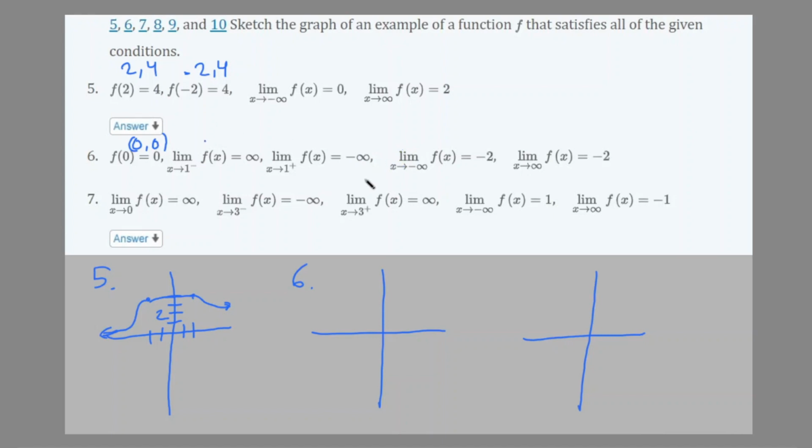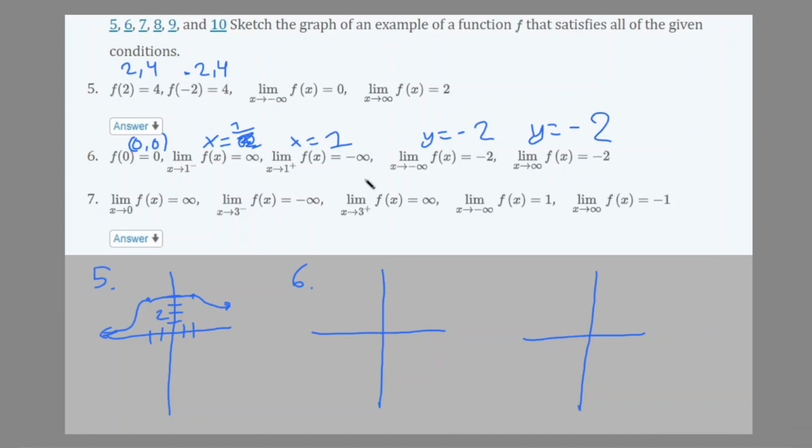And so we could do something like x equals infinity or something. Or rather, x equals 1 there. So we'll have a vertical asymptote at x equals 1. And then this is telling us the limit as x goes to negative infinity is -2. So we have a horizontal asymptote at -2. And the limit as x goes to infinity is -2. So we have another horizontal asymptote at -2.